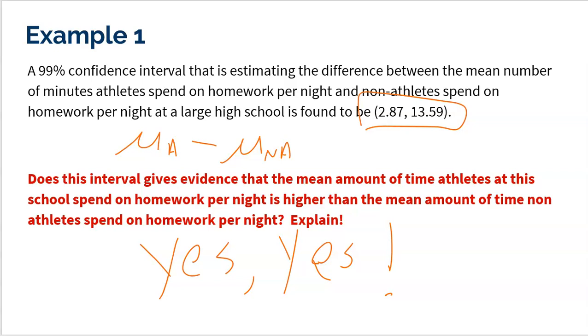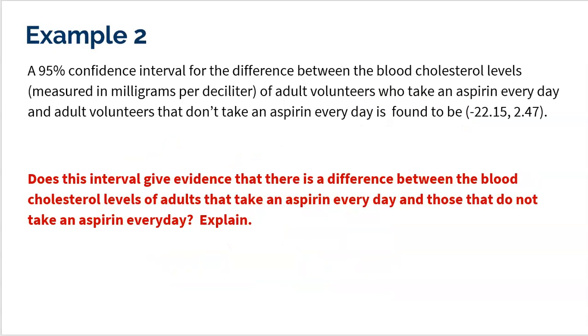All right, here's the second example. A 95% confidence interval for the difference between the blood cholesterol levels, measured in milligrams per deciliter, of adult volunteers who take an aspirin every day and adult volunteers that don't take an aspirin every day is found to be negative 22.15, 2.47. All right, let's talk a little bit about this problem before we read the question in red.